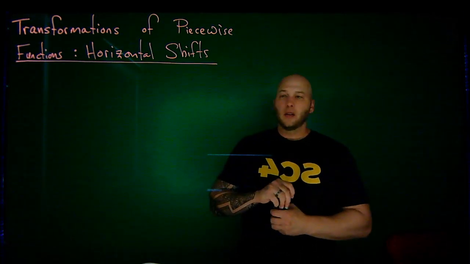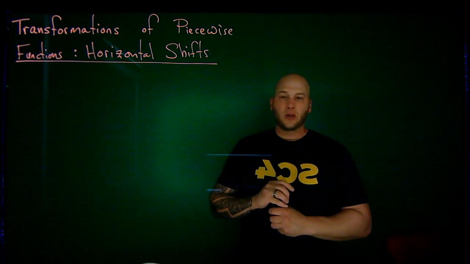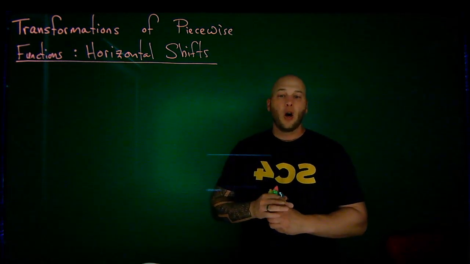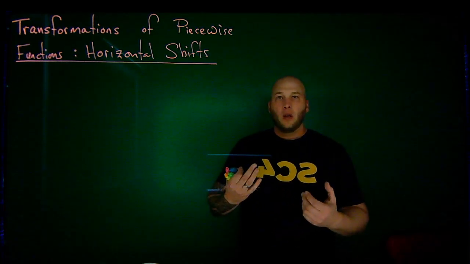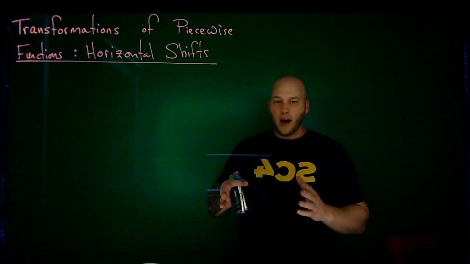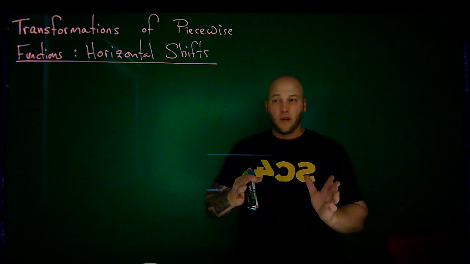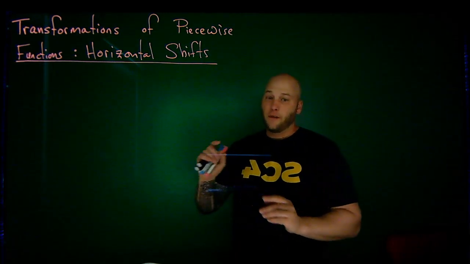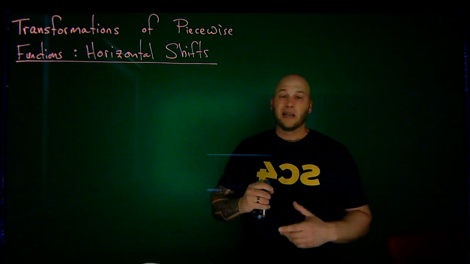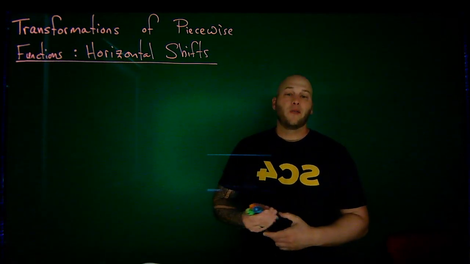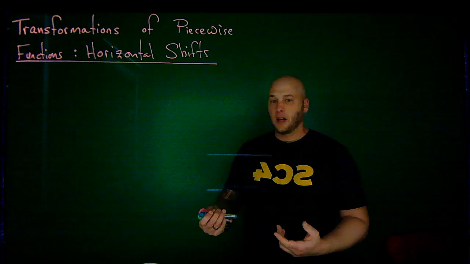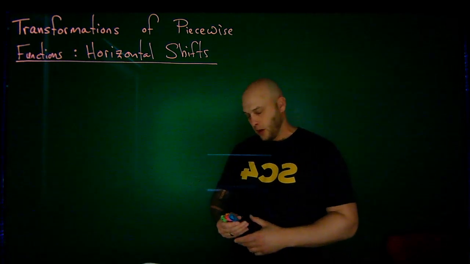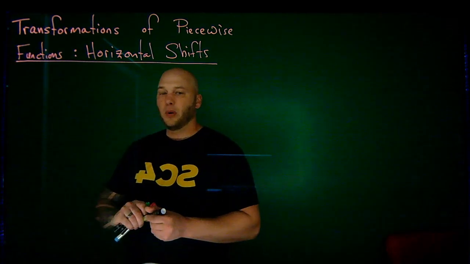What I want to take a look at is transformations of piecewise functions, in particular horizontal shifts. That means if I take a graph of a piecewise function and do a horizontal shift, first of all, what does the graph look like? More importantly, what does the function expression look like if I did a shift to the left or to the right? Let's take a look at an example.